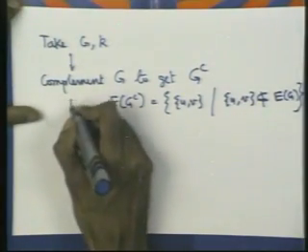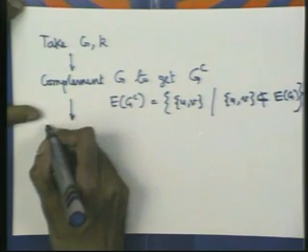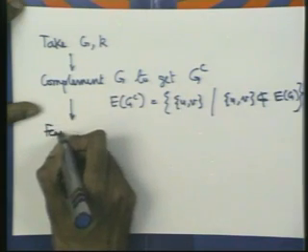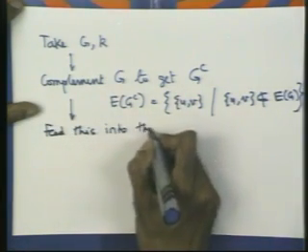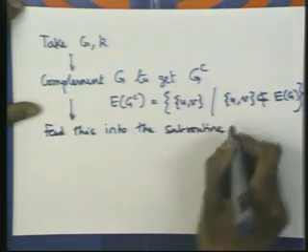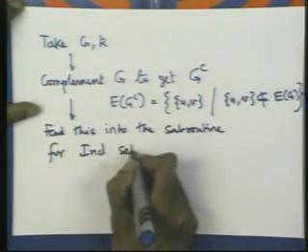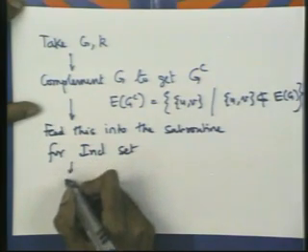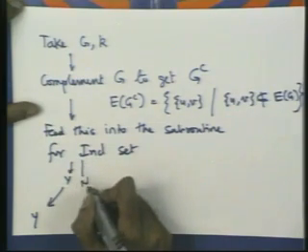Now feed this into the subroutine for independent set. If this says yes, then you output yes. If this says no, then you output no.